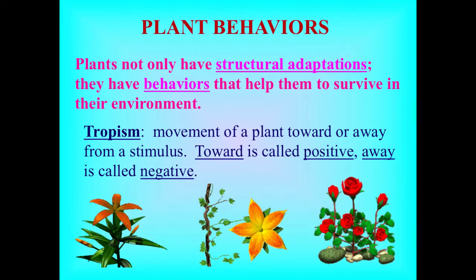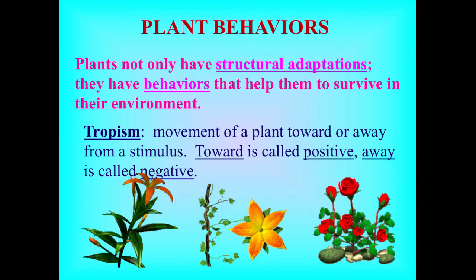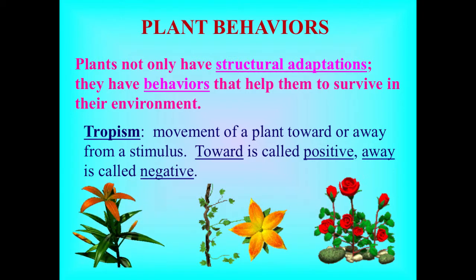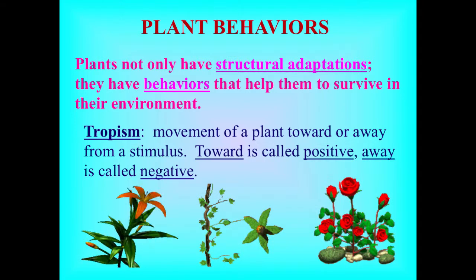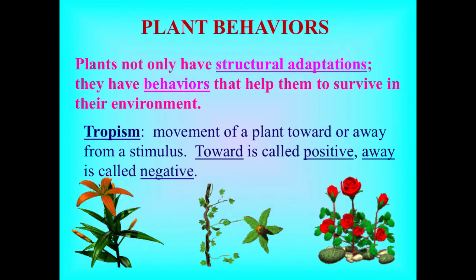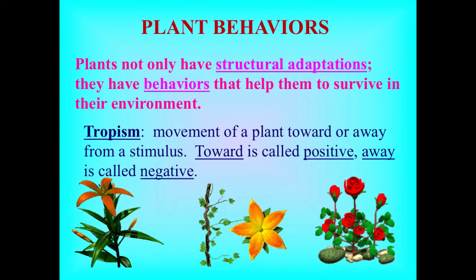Like Avery talked about the other day in class, phototropism is a plant moving towards the light, and that would be positive phototropism. And when a plant moves away from the light because it's getting too much, that would be negative phototropism. But just tropism, which is the root of the word, just means the plant is moving towards a stimulus.